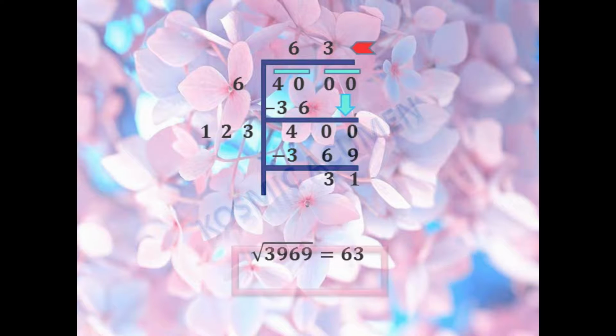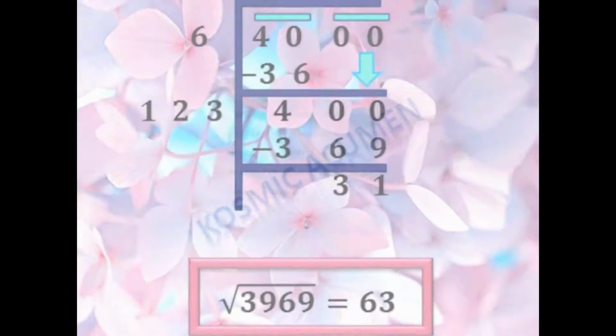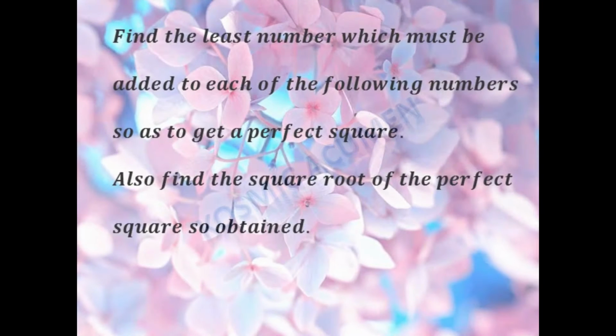Now coming on to the next question. Here we are supposed to find the least number which must be added. Earlier we were finding the number that must be subtracted. Now we have to find a number that must be added to the following numbers so as to get a perfect square number. Also find the square root of the perfect square that we've obtained.